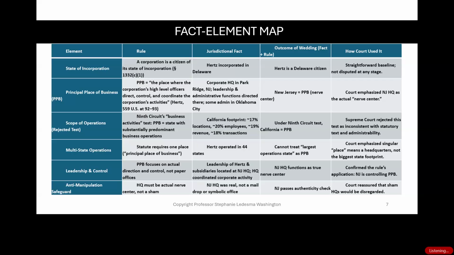What is the outcome when I put the fact that Hertz is incorporated in Delaware and I wed that to the element of state of incorporation? The outcome of that is Hertz is a Delaware citizen. So how can I use that in my analysis? It's very straightforward. Hertz is a Delaware citizen. Done, right? Well, let's look at the principal place of business. Let's go back to the jurisdictional fact.